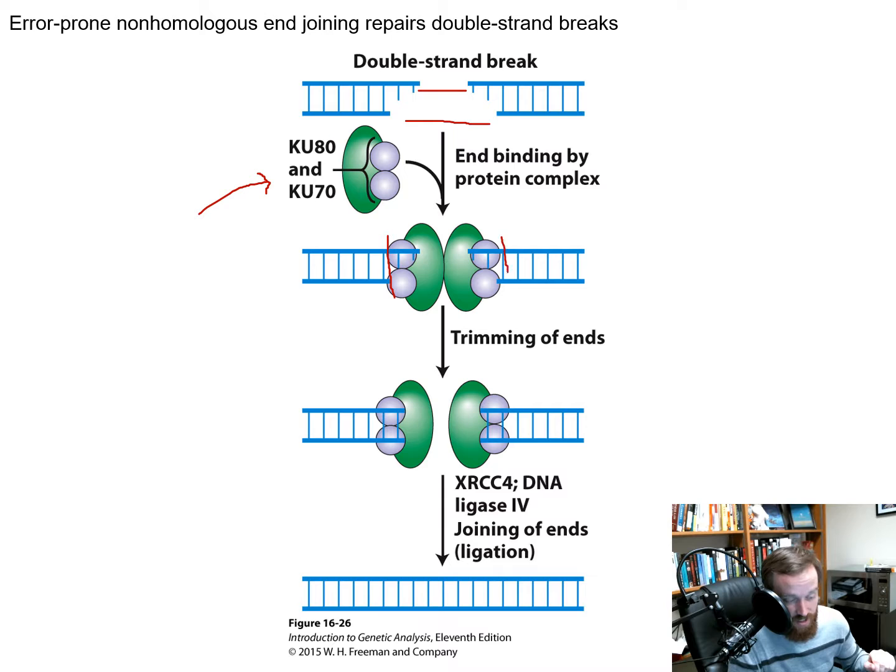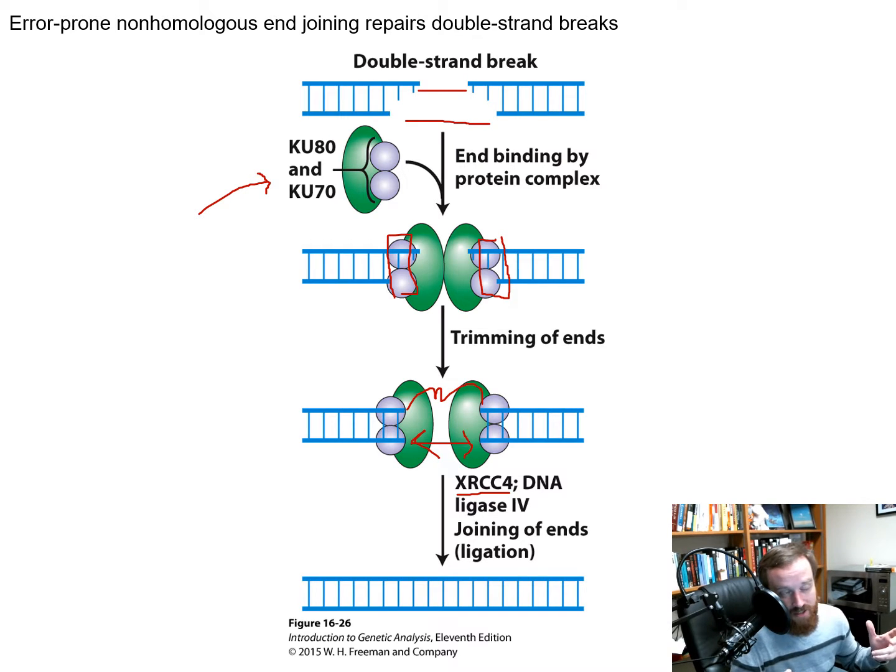So they will take off these two sections at the top here, and with the help of this enzyme XRCC4, we'll use a ligase, and it will just join these two ends together. And so we've lost, in this case, probably 6 or 7 nucleotides that were in this region before.